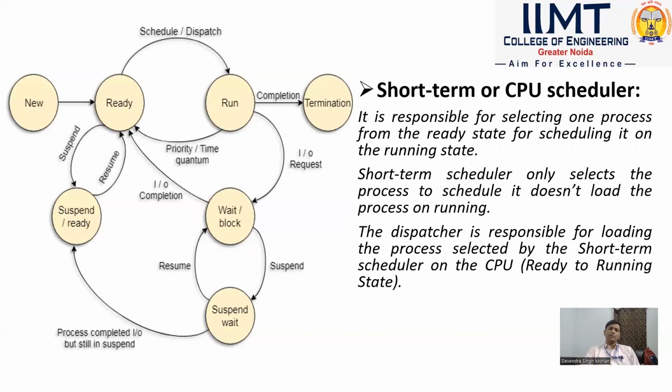What is the short-term scheduler or CPU scheduler? It is responsible for selecting one process from the ready state, that means the ready queue. That means it selects which process is chosen for execution or scheduling on the running state. The short-term scheduler only selects the process to schedule it and load the process onto the running state.